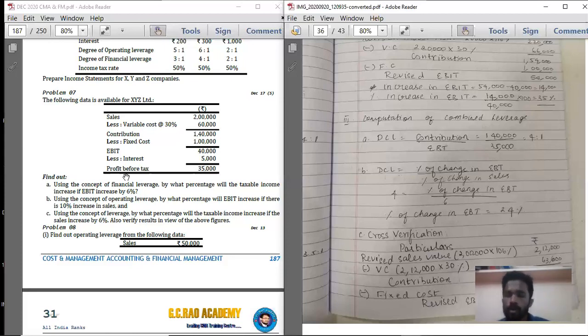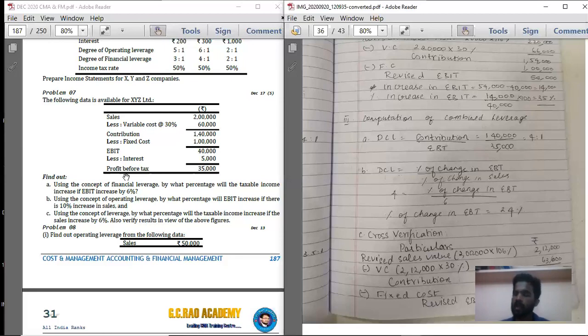So below that, 4 is equal to, what is the combined leverage? 4. So 4 is equal to percentage of change in EBT divided by 6. Below that, percentage of change in EBT is equal to 4 into 6, that is 24%. Percentage of change in EBT is equal to 24%.